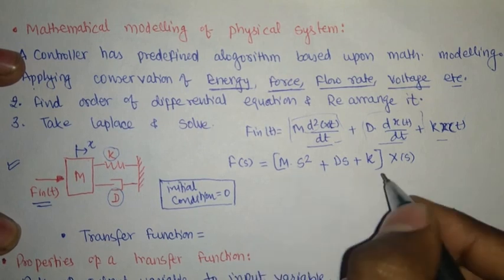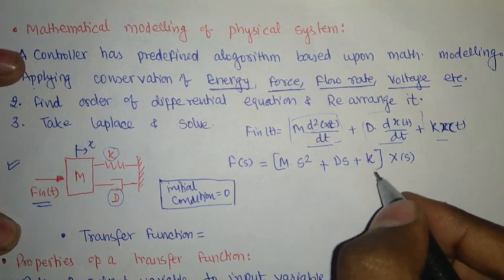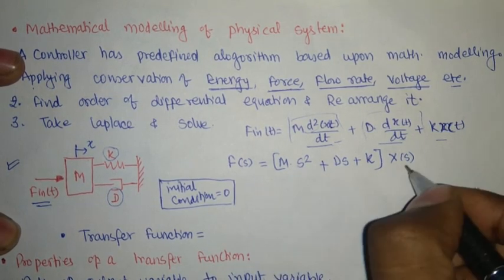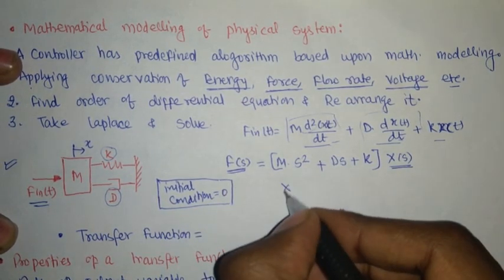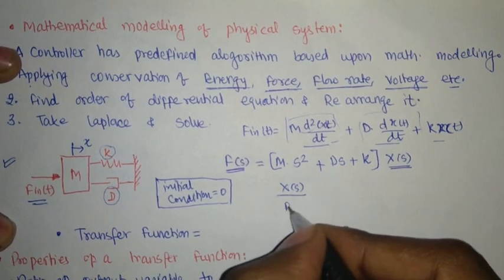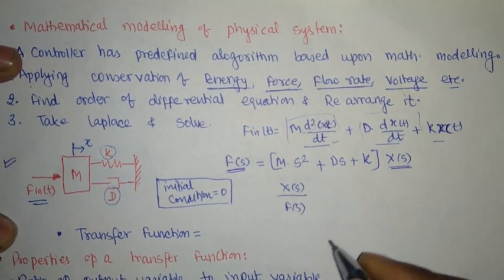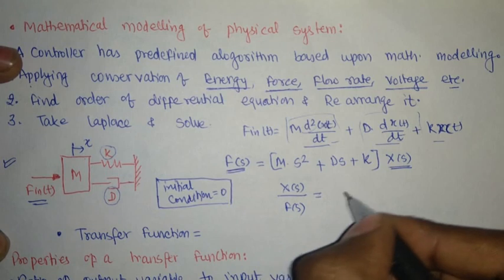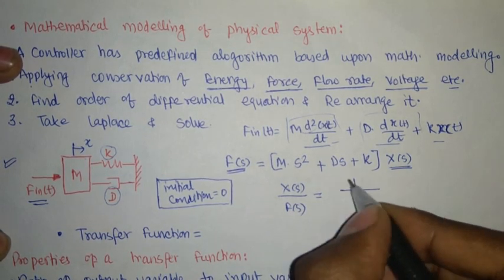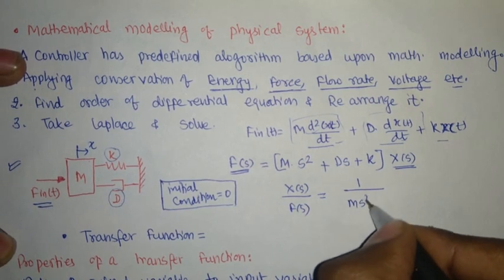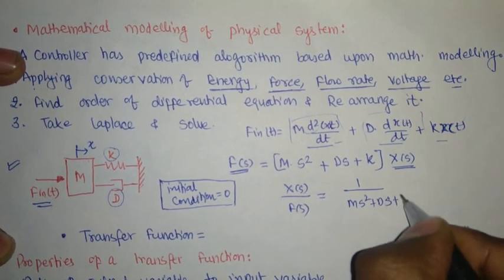Then what I need to do is solve this particular equation for the output. So what is the output? My x. What is the input? My f. Now if I take a ratio here, that is X(s) upon F(s), that is the ratio that I am taking over here, it will be equal to 1 upon m s square plus d s plus k.